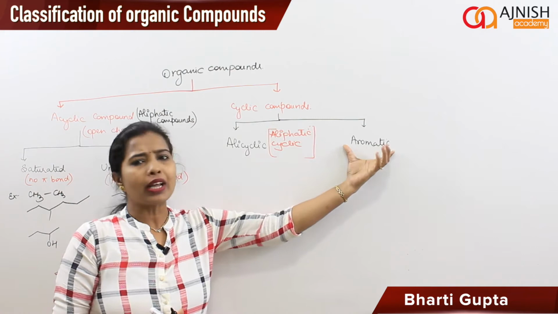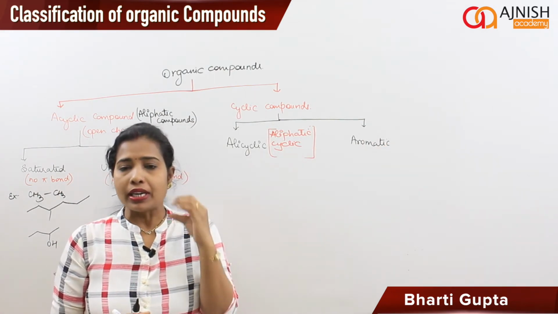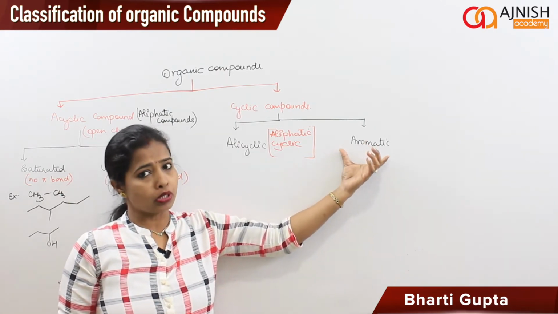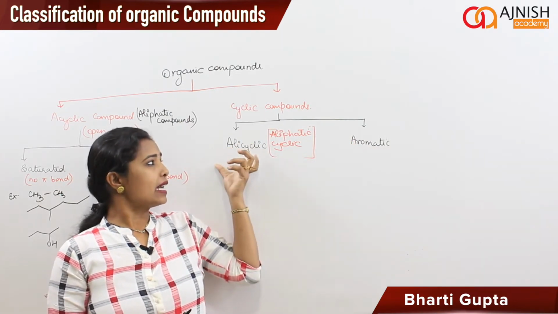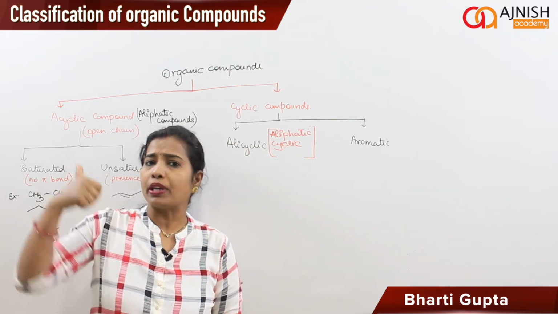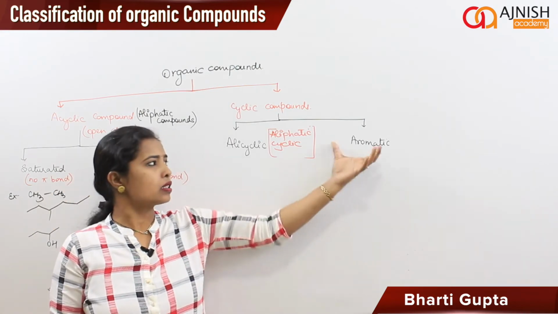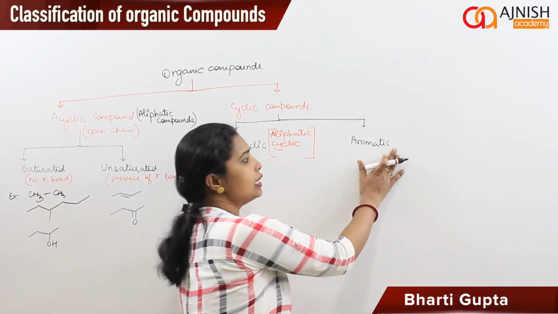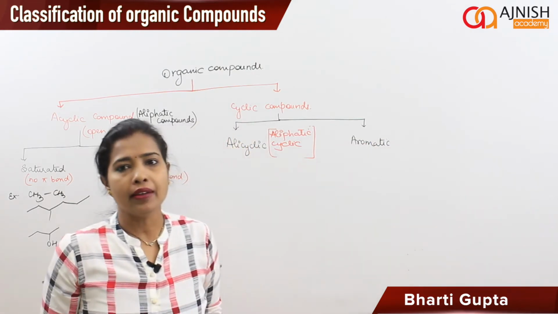The cyclic compounds which are not aromatic are alicyclic. Aromaticity is a set of conditions. There are some conditions which make a compound aromatic. If those conditions are satisfied, the compound is aromatic, or else it is alicyclic. So alicyclic compounds are aliphatic cyclic compounds, cyclic compounds having properties of aliphatic compounds, and the others come into the category of aromatic. For a compound to be aromatic, certain conditions are required.